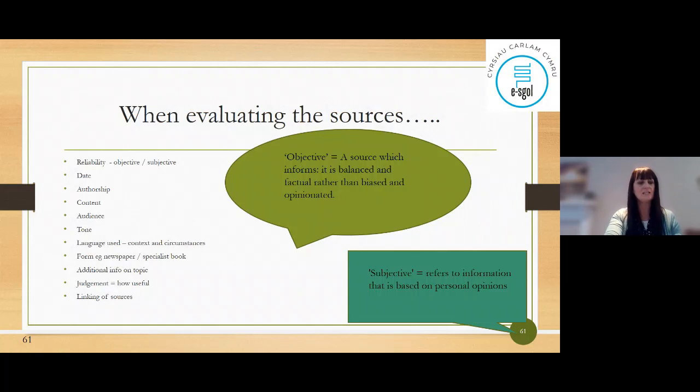Now, this is a slightly different version of the checklist that we've used. At the bottom, just here, you can see I've written down linking of sources. If there are any similarities or themes that run through the sources, you can also link the sources up. So that's a good thing to be able to do.